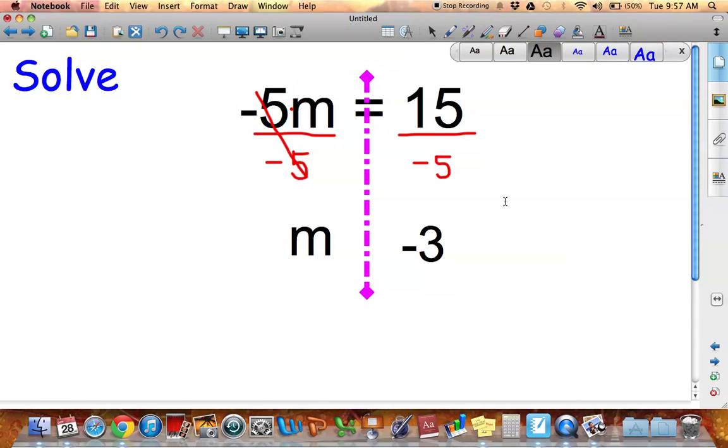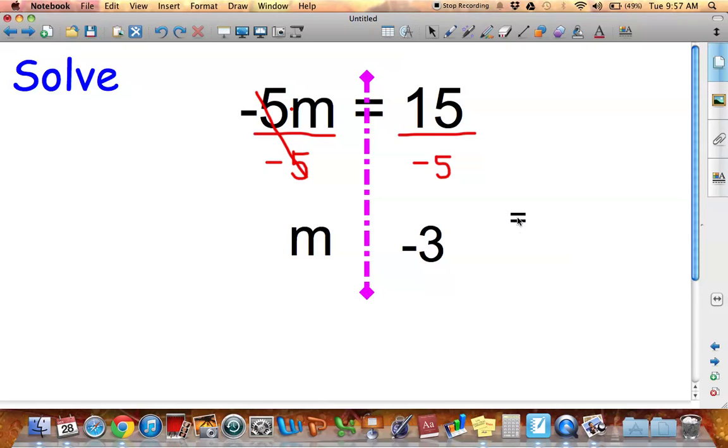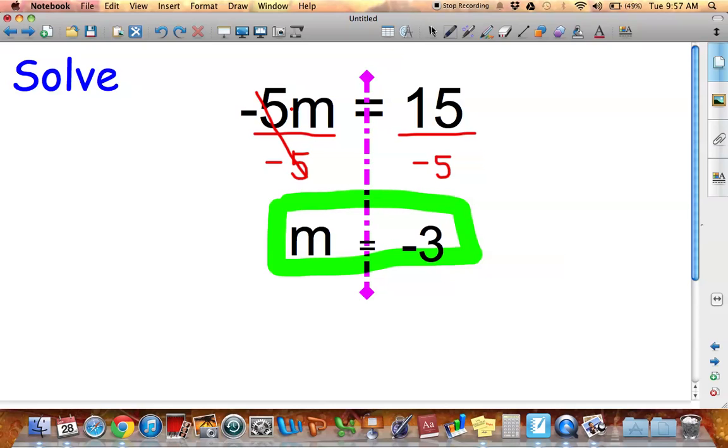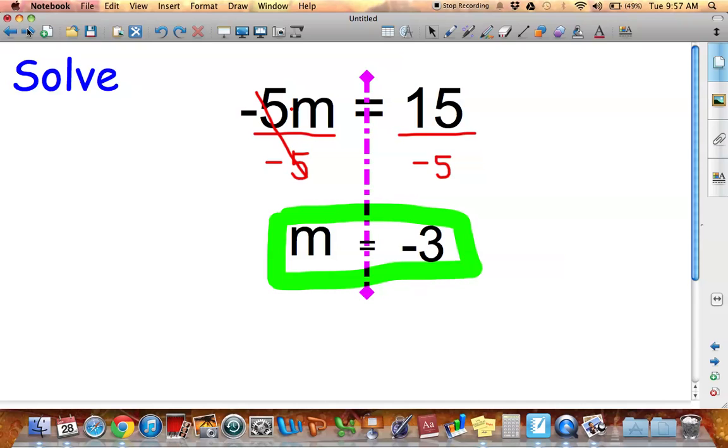Make sure that you are, especially on the test, circling your answer, and I would suggest checking your answer as well. Meaning, if I take this negative 3 and I put it back into my equation, does negative 5 times negative 3 give me 15? Yep, it does, because a negative times a negative gives me a positive. So I know that negative 3 has to be my answer. So that's one tricky example. Let's look at the next one.